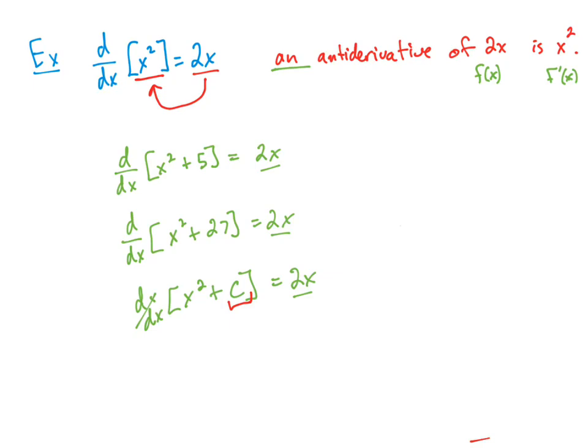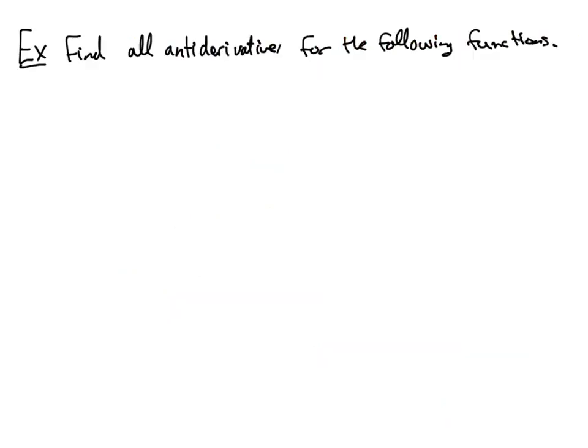So the antiderivative of 2x, how we want to write that, is x squared plus c. So we want to account for this constant term c here. Another way of saying this is all of the antiderivatives of 2x are represented by x squared plus c. Alright, so in the next example, let's find all the antiderivatives for the following functions.